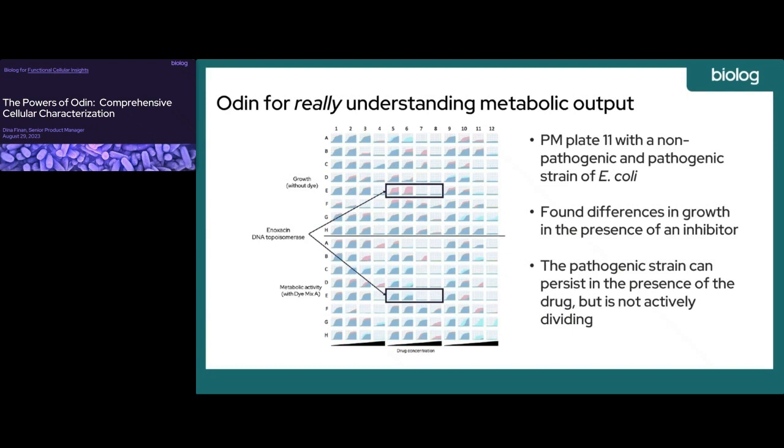But then when I run without dye on the top plate, I can see that the pathogenic strain is not actually actively growing. It's basically just using its energy to stay alive or persist. And then again, in the two higher concentrations, neither strain is able to grow. But you can really see that clear difference where you see the pink curves without dye. So this is a really interesting difference that you can tease apart by doing this type of experiment.